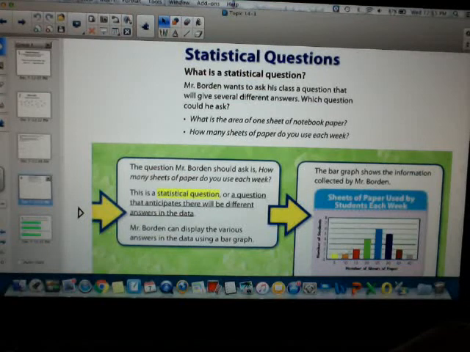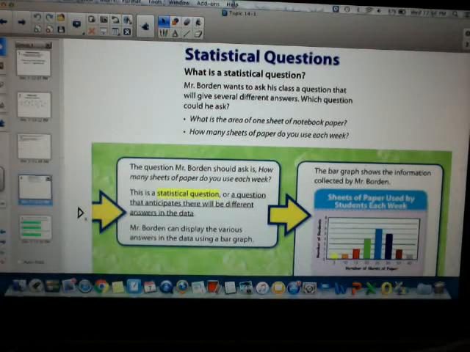Okay, so looking at this chart, right away you could say most kids are using somewhere between 20 and 30 sheets of paper each week. One student is using a whole lot of paper, the maximum amount being 40, and the minimum amount being 5. So one student doesn't use very much, and one student uses a lot. The average is somewhere around 25 or so. Okay? So these are statistical questions: the number of sheets you would use each week.